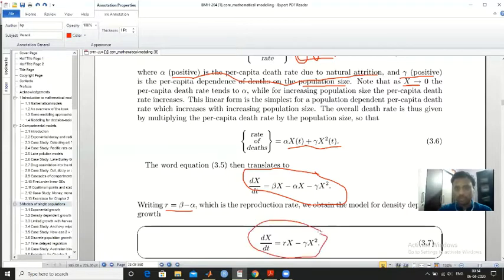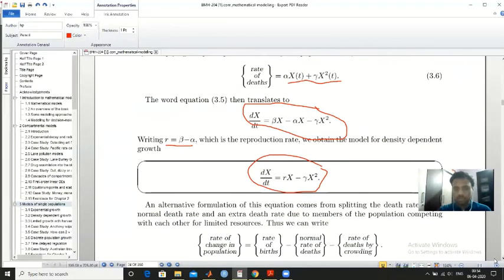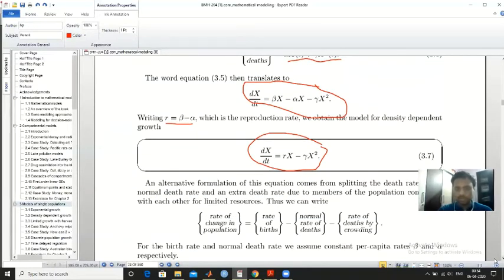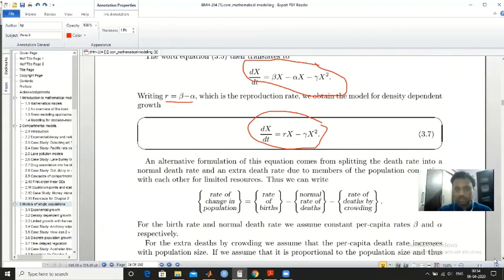So this model is dx over dt equal to rx minus gamma x square. This model is known as the logistic model, or the model with limited capacity or carrying capacity. So what is the difference between this model and the previous model?